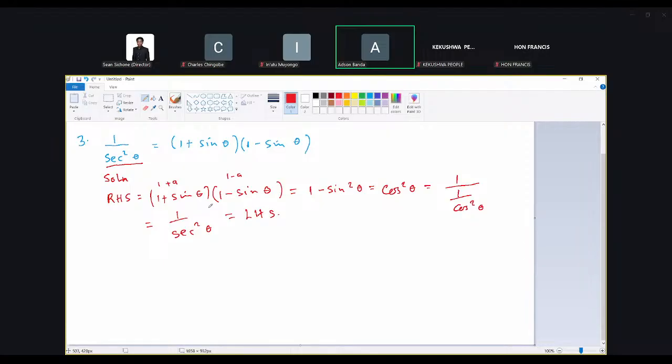So whether you start from the left to show the right-hand side, or start from the right and show the left-hand side, it does not matter. Is there any question?